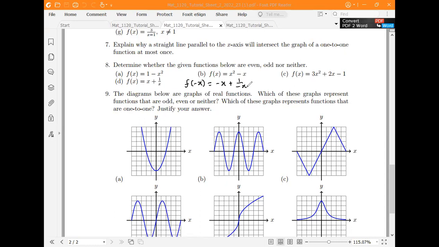Because it's not even, we want to check if it's odd. So we multiply the whole function by a negative. So it will be negative x plus 1 over x, which is negative x minus 1 over x. So now you see, this one we have is equal to this one. So f of negative x is equal to negative f of x. So f is odd. Like that.